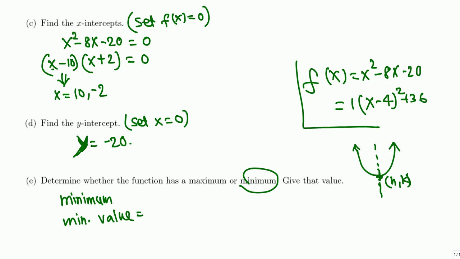Minimum value can be positive. Don't think the minimum value is always negative. No, the minimum value could be some positive number, but in this case it is negative 36.